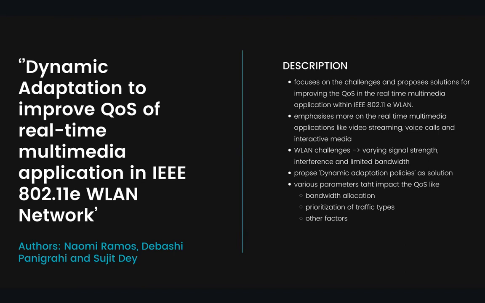The author proposes a dynamic adaptation policy as a solution to improve quality of service. The dynamic adaptation suggests that the system can adjust its parameters or configurations in real time based on network condition and application requirements. So we'll go to the problem statement now.